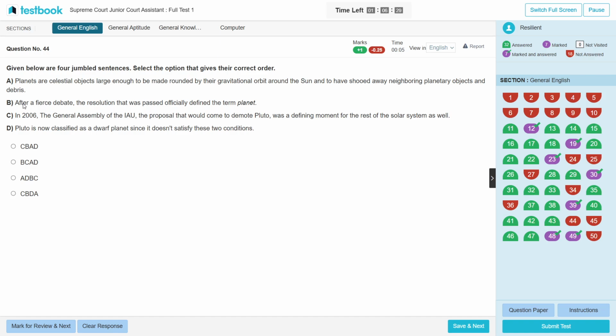Planets are celestial objects large enough to be made round by gravity, that orbit around the Sun and have cleared away neighboring planets. After fierce debate, the resolution that was passed in 2006 officially defined the term planet. The proposal to remove Pluto was a defining moment for the rest of the solar system as well. Planets are celestial objects, Pluto is not. It doesn't satisfy these two conditions.